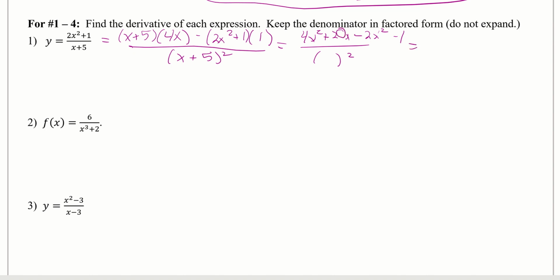Okay, and so combine whatever like terms we have. So we have a 4x squared and 2x squared, so 2x squared. And then we had that 20x by itself, so plus 20x. And then the 1, so minus 1, all over x plus 5 squared. Cool. And so that would be the derivative of y. Not necessarily super pretty of an answer, but it works.